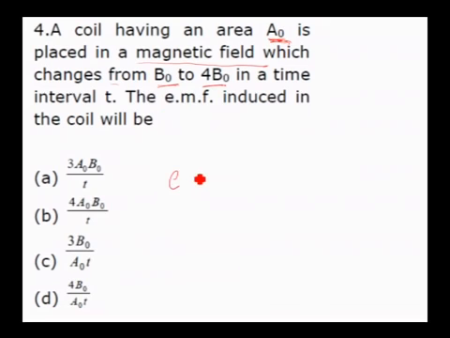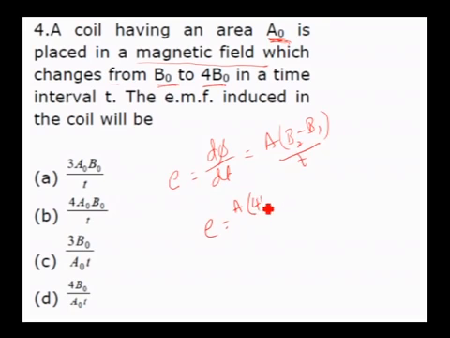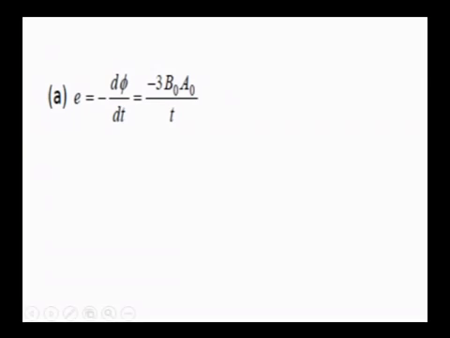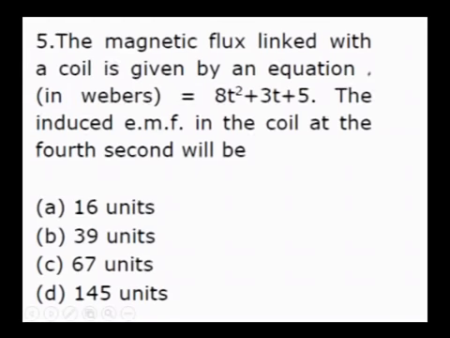We have EMF is equal to change in flux divided by time, which means here A is not changing. We have B2 minus B1 divided by time, then E is equal to A into 4B0 minus B0 divided by time, that is 3A0 B0 divided by T. It's option A. Minus because it is according to Lenz's law.